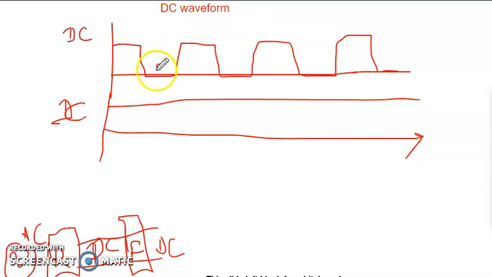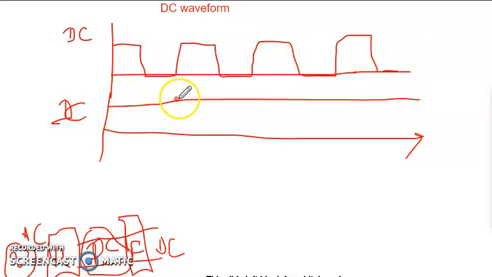So the DC waveform consists of two types. One is pulsating DC. Pulsating DC means you have an AC power supply and you use a rectifier, whatever type of rectifier, either half wave or full wave, uncontrolled or controlled. The output is a DC, so here a DC waveform is coming. That is called a pulsating DC. Pulsating DC consists of on-off like variations.